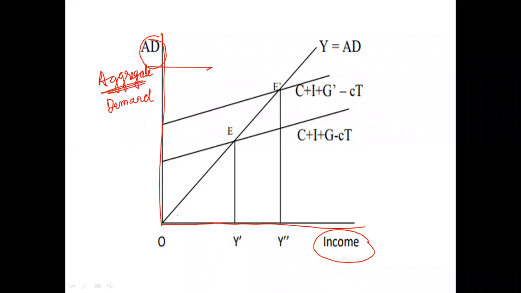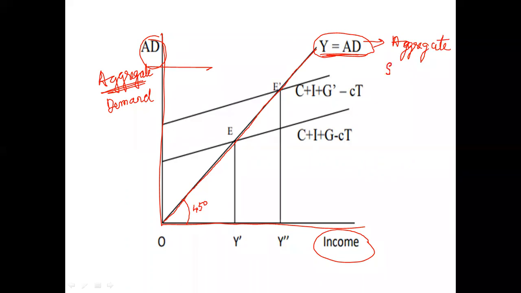So what happens, students? Now you see, this is already given. This line you see, this topmost line, is Y equal to AD. As you know, this is the aggregate supply curve, which was earlier, you remember, the 45-degree curve. I hope you can understand my handwriting. This is the aggregate supply curve, students. So this is the top one.